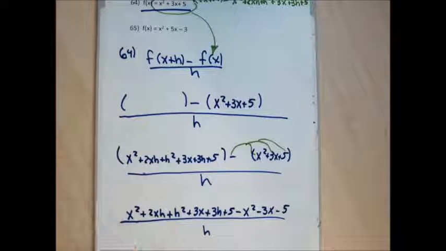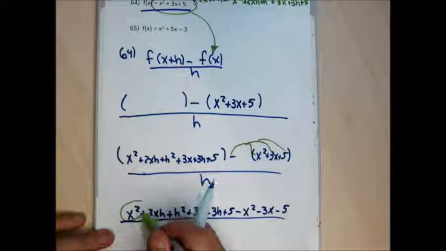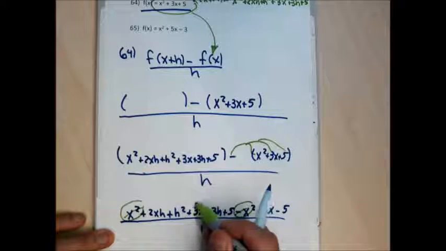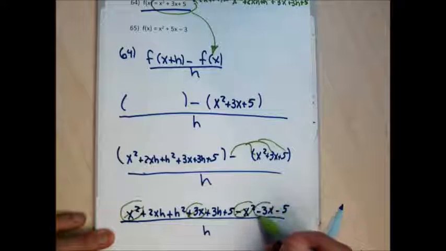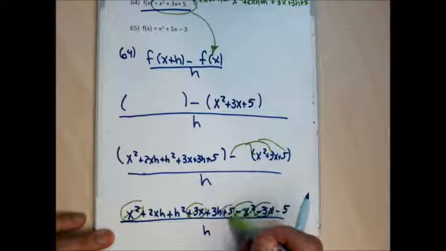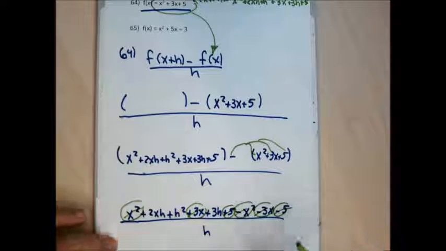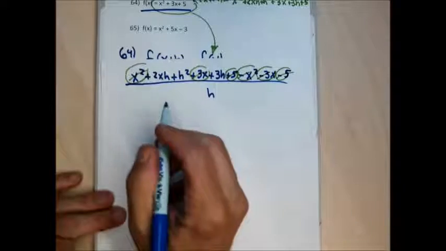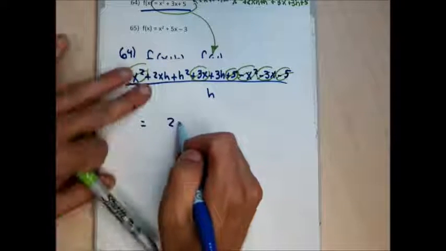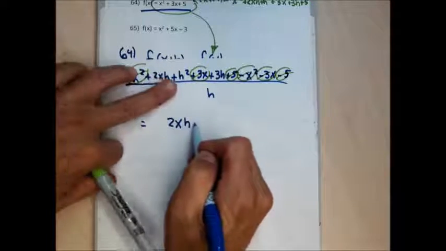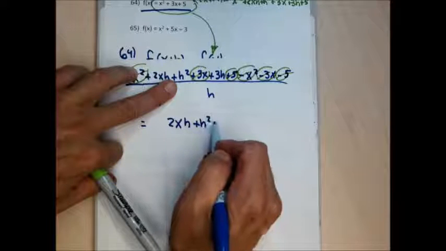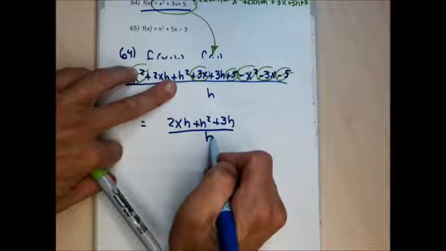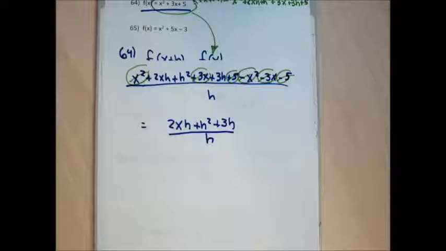Lots of stuff generally cancels when you do this. This x squared and that minus x squared cancel. Plus 3x minus 3x cancel. Plus 5 minus 5 cancels. What doesn't cancel in the numerator, I'll write on my next line, which is a 2xh plus an h squared plus a 3h. Still haven't done anything with the denominator. Cleaned up the numerator quite a bit.